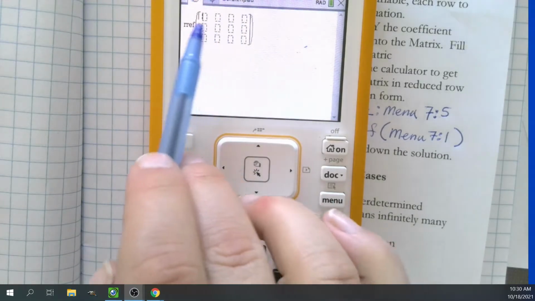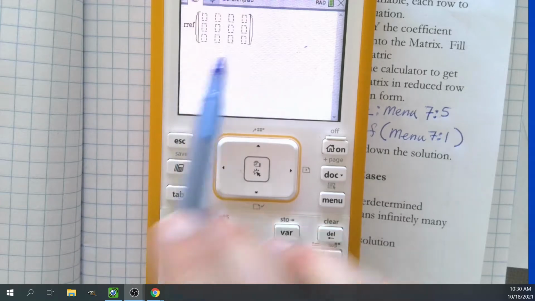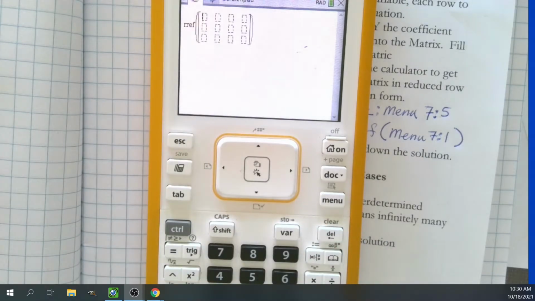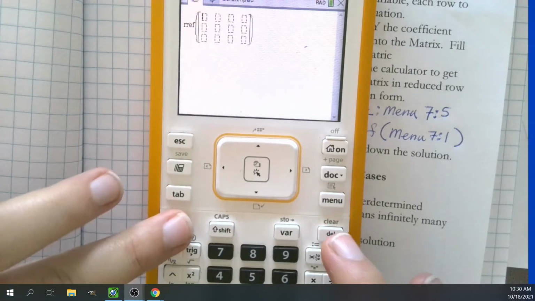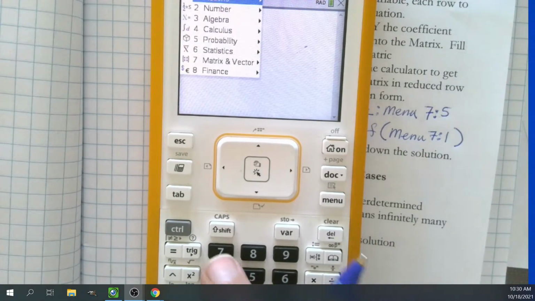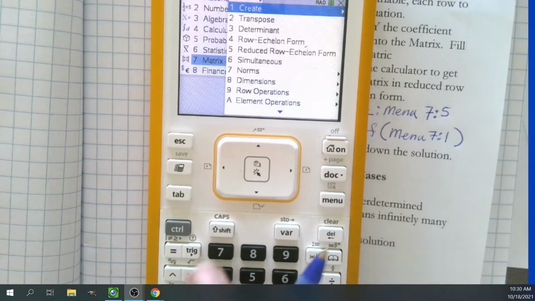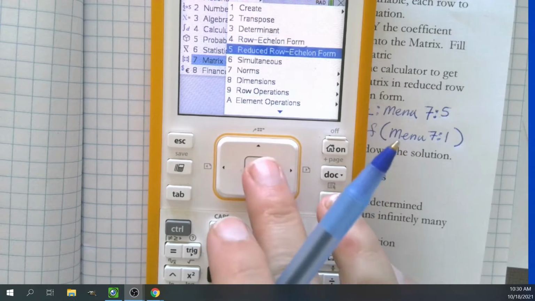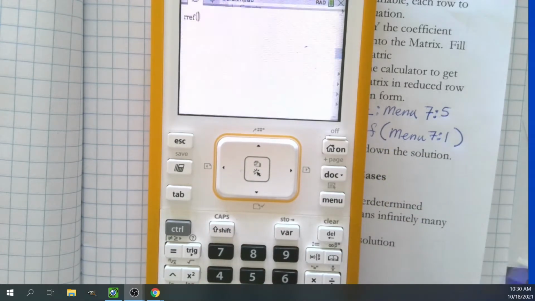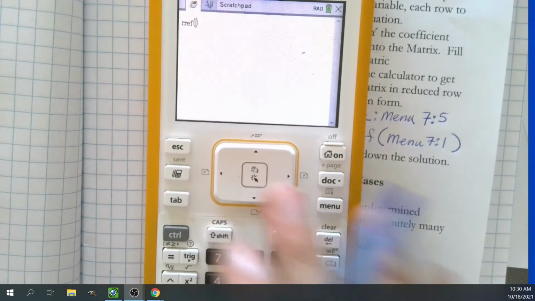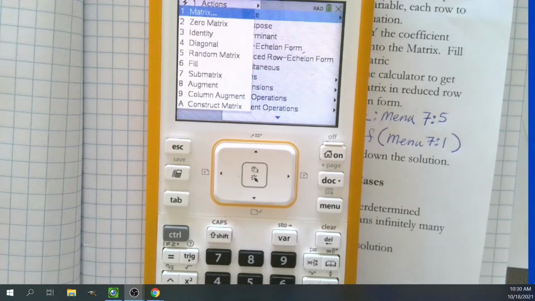See how it has it set up for me? Do you need me to go back? Okay, so tab. Are you guys to the reduced row echelon form? 2, 7, 5. And then inside those parentheses, menu 7, 1. 2, 7, 1.